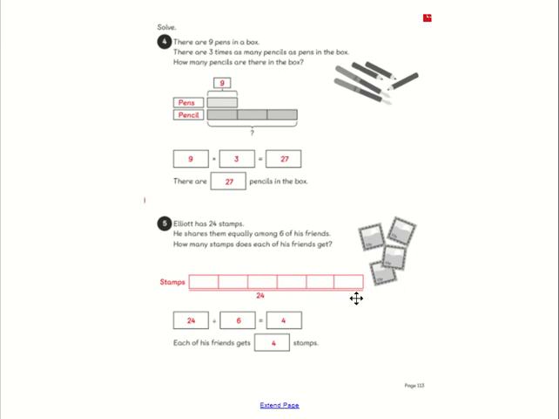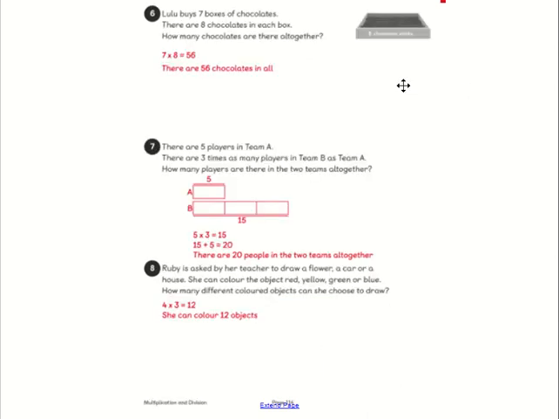Question 5, you should have drawn a bar model similar to mine. 24 divided by 6 equals 4. Each of his friends gets 4 stamps. Question 6, Lulu buys 7 boxes of chocolates. There are 8 in each box. How many are there altogether? 7 times 8 equals 56.